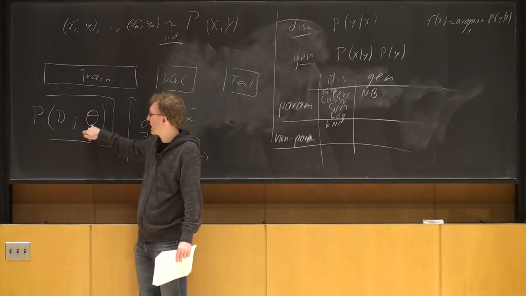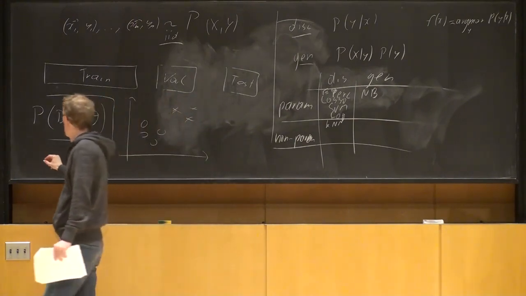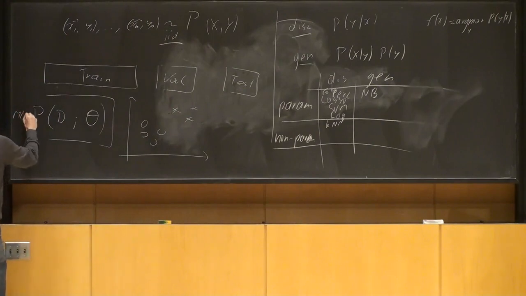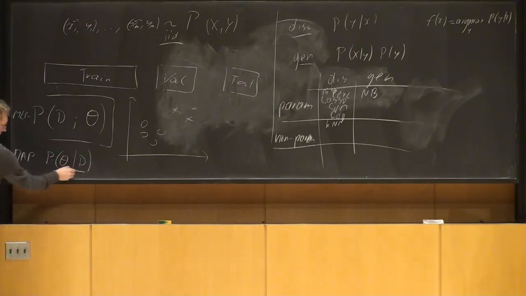MLE just maximizes the probability of the data given theta, and MAP goes the other way around. MAP maximizes the probability of theta given the data. Right? So this is what MAP maximizes. And so there's a crucial step here. It's very subtle, but in this case, theta got promoted from just a set of parameters to actually a random variable.